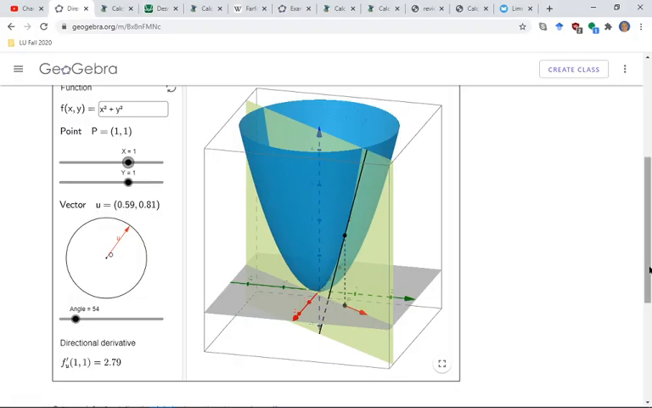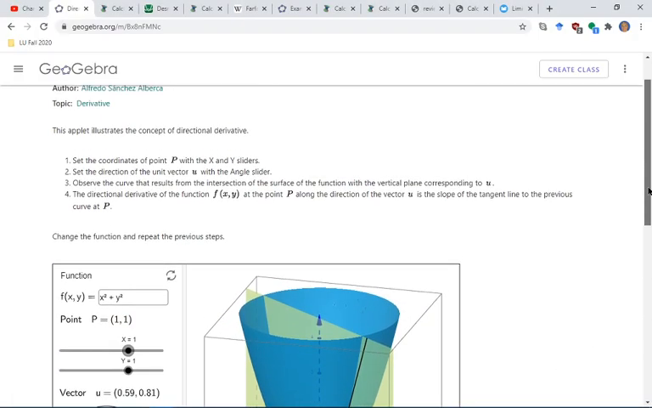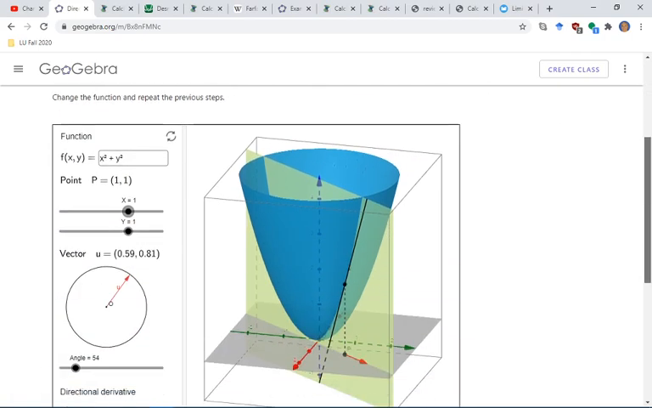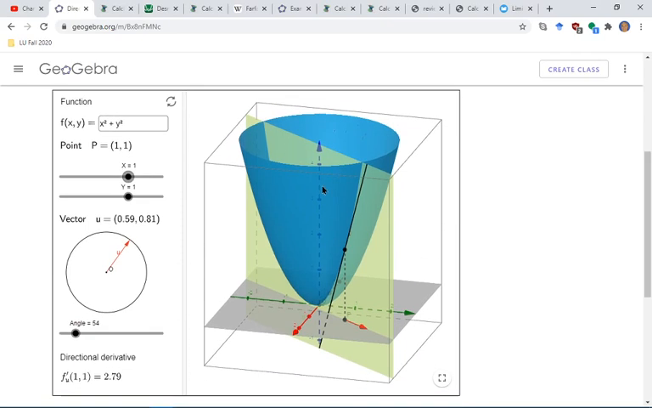So here is a graph produced by Dr. Alfredo Alberca. What we have here is some surface, the graph of the function that you type in here. You can type whatever you want in this place, and you will have its surface shown here. A point is chosen, for example the point with coordinates 1, 1. You can change it by changing these two sliders. The point 1, 1 is this point P at this location.